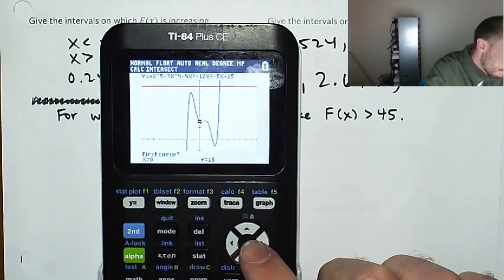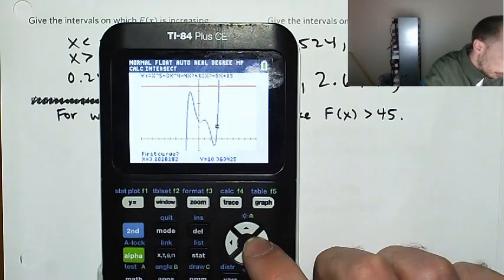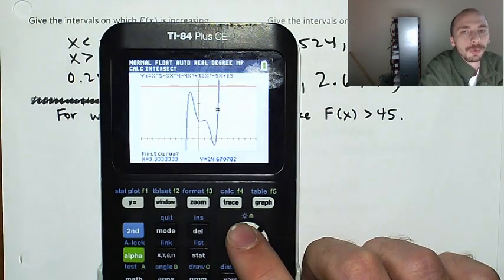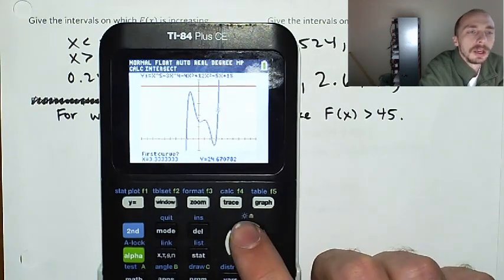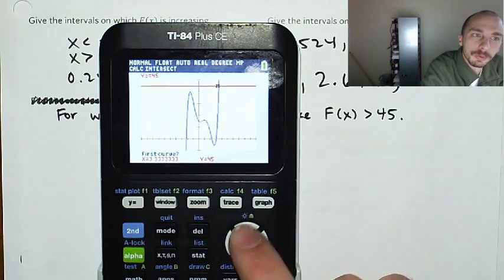Intersection is number 5. First curve. Okay, we can see it really nicely on this one because this is one of the color edition ones. The first curve is the blue one. It's y1. If for some reason you were graphing 3 curves and you were trying to intersect only 2 of them, and you weren't on the right one, you can press the up and down to switch between the curves.